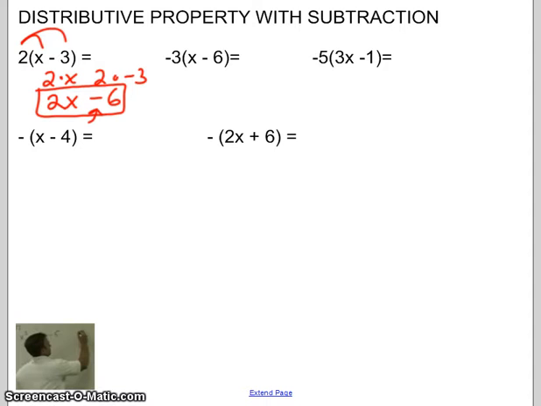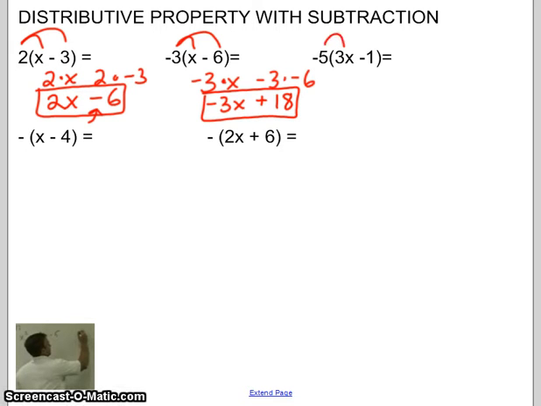All right, negative 3 times x, negative 3 times negative 6. Well, negative 3 times x is negative 3x, and negative 3 times negative 6, we have two negatives, which means it's going to be a positive when you multiply, positive 18. So plus 18, negative 3x plus 18.